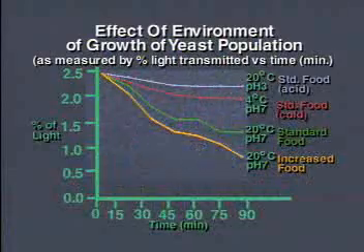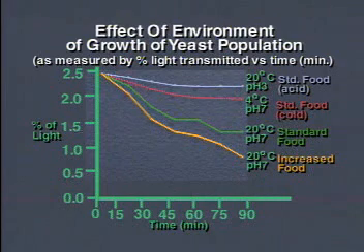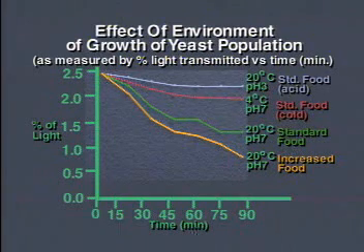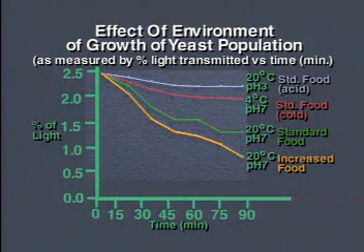So were we right? Well, it looks that way. The third line down represents the control tube, the amount of light passing through versus time. Now remember, the less light, the more organisms there are. What's the bottom line? That's the yeast with the increased food. Everything else being equal, the more food, then the greater the number of organisms.